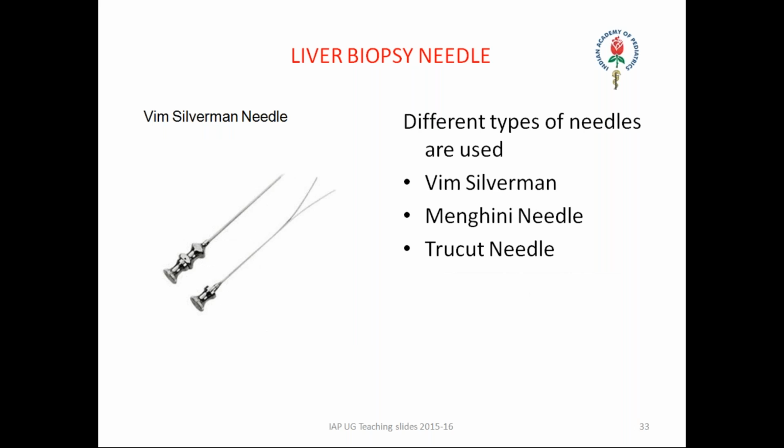So Menghini needle, Silverman needle, liver biopsy needle, different types of needles are used: Vim Silverman, Menghini needle and Tru-Cut needle. So the liver biopsy needle you can identify; if you want you can remove the needle from the stylet and you can see the double-edged.